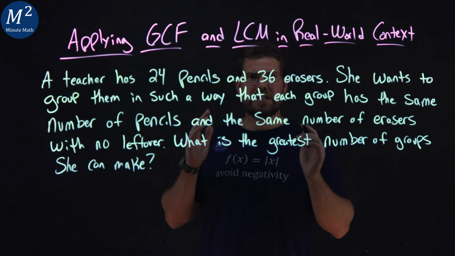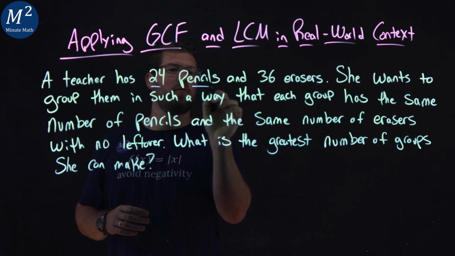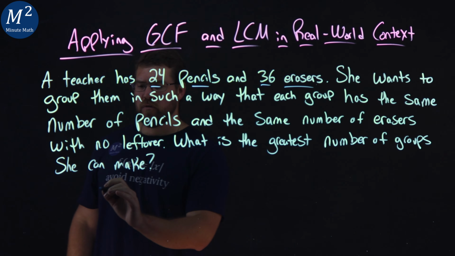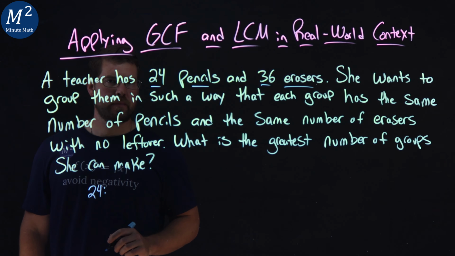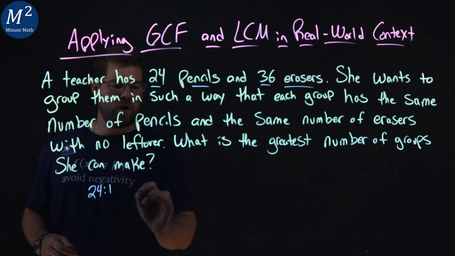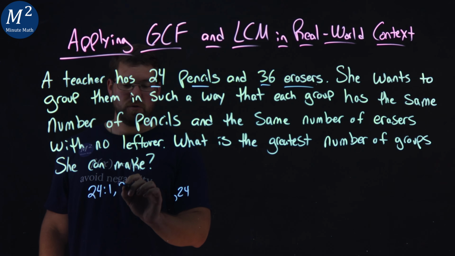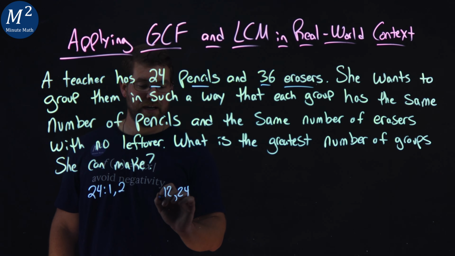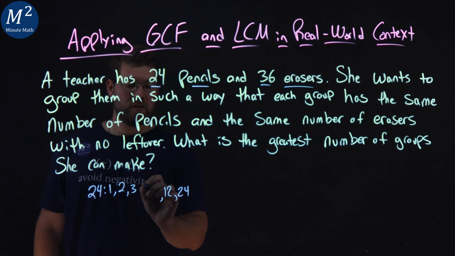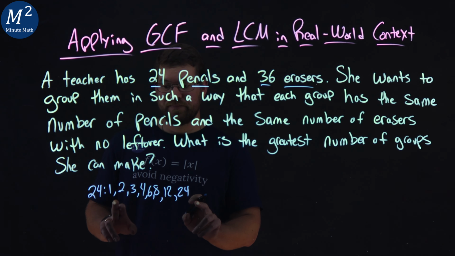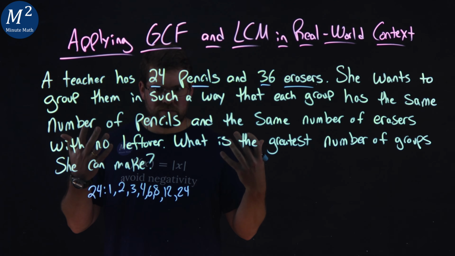Let's first find the GCF of our 24 pencils and our 36 erasers. So we have 24. 1 times 24 gets us that 24. 2 goes into 24, that's going to be 12 times. 3 goes into 24 8 times, and we have 4 and 6. And we found all the factors of 24.